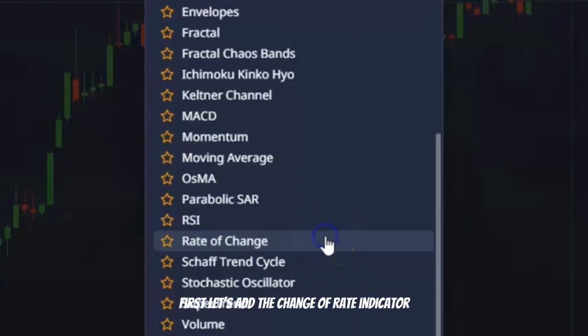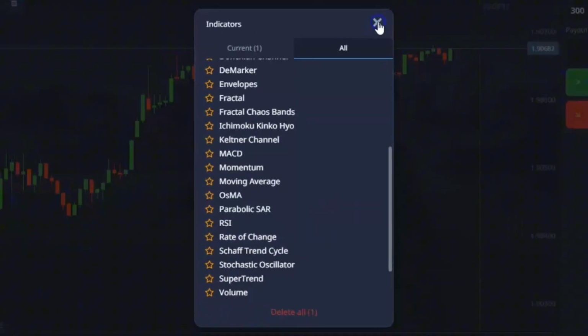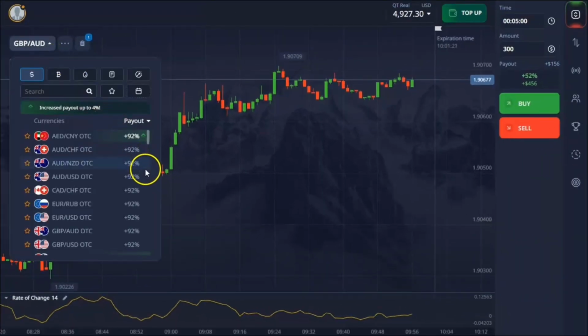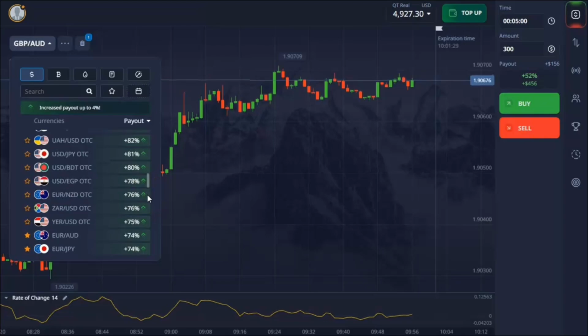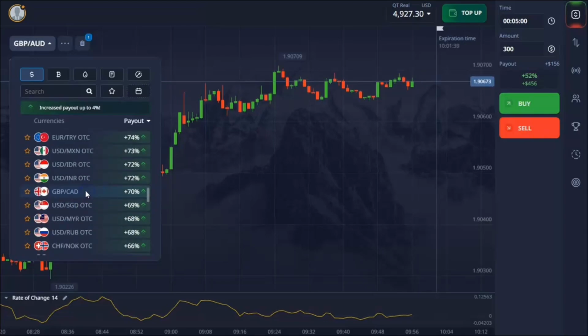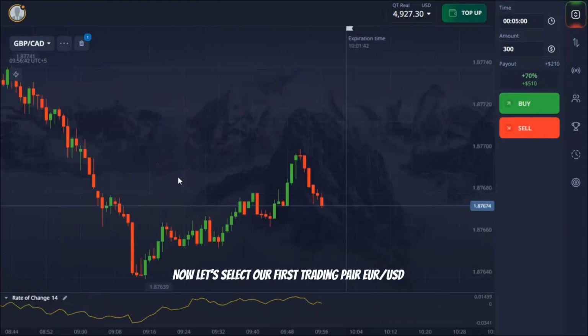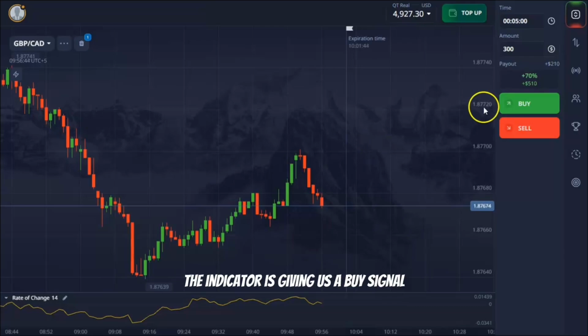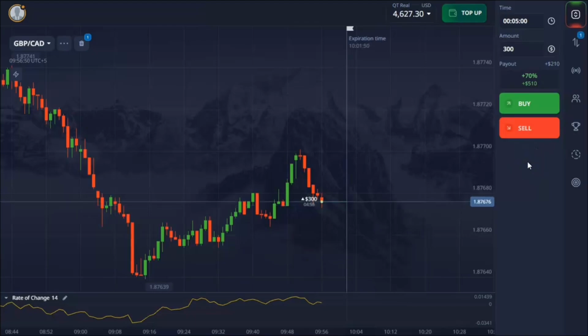First, let's add the change of rate indicator. Now let's select our first trading pair, EUR-USD. The indicator is giving us a buy signal, so let's place our first buy trade.